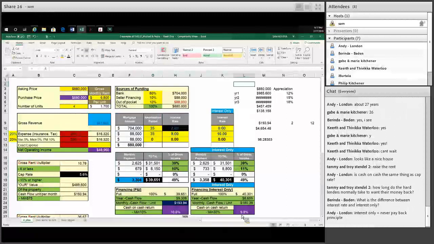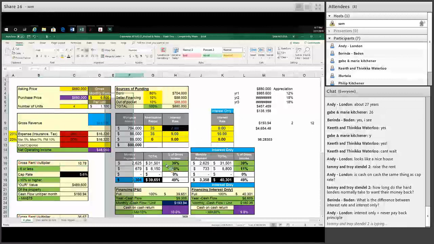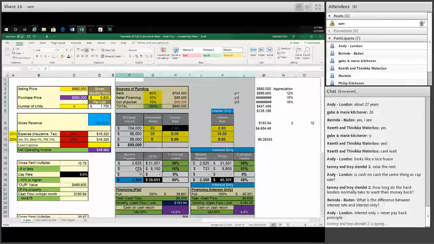Even though these numbers aren't great here, because they're not, you can see clearly we're overpaying for the property. The cap rate is low. The gross rent multiplier is 10.78. It's high. Too high, really. But we still can make this property work by understanding the creative financing portion of the deal. Does that make sense to everybody?